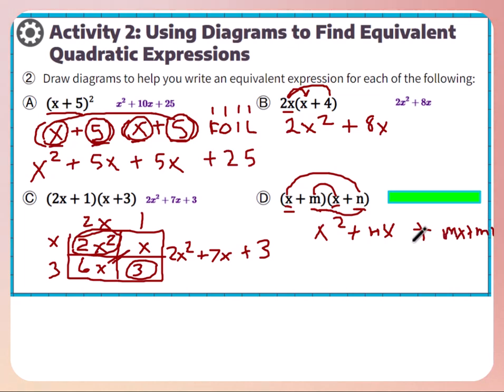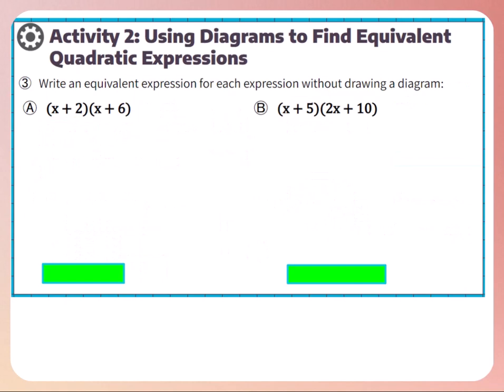All right, then look and see if anything can be combined. It can't. There are no like terms, so we end up with 4 terms here. X squared plus mx plus nx plus mn. Typically, these two middle terms add together, but we have variables, so it changes this just a little bit.